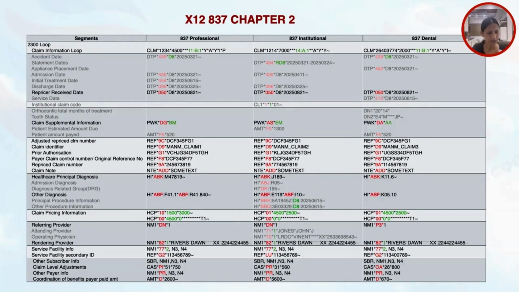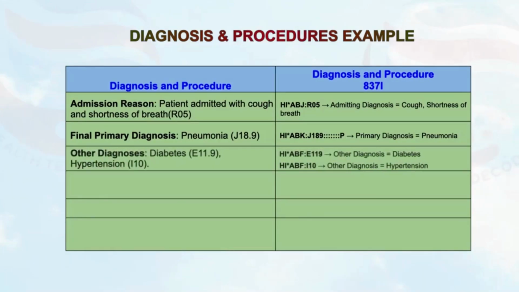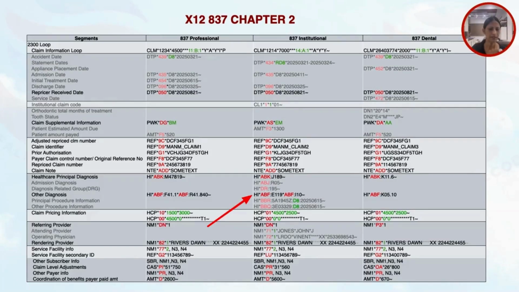But the patient also has, for example, diabetes and hypertension as comorbidities. As a result, the other diagnosis for additional conditions will be added to the claim. So this is represented by ABF, HI*ABF. Like diabetes is E11.9, that's the code, and hypertension is I10, that's the code. So that will be added into the item for other diagnosis.